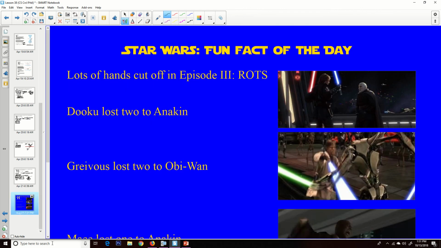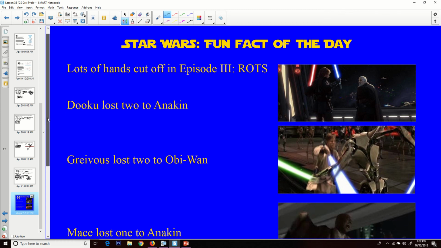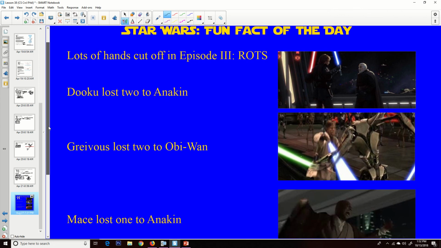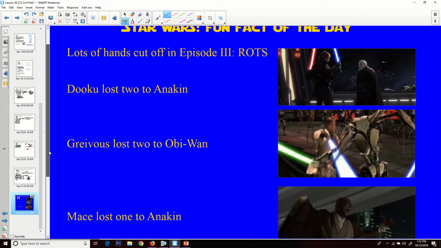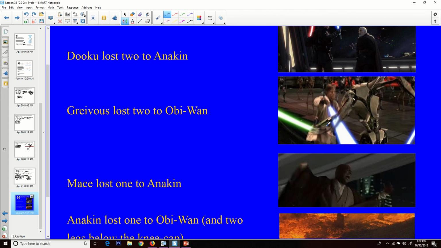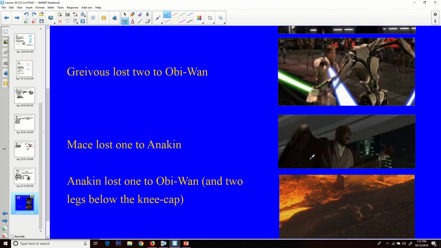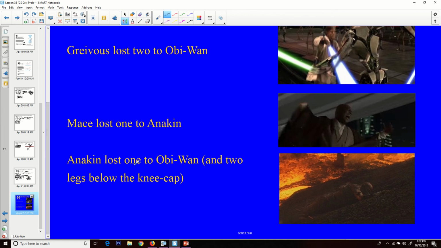All right, that's all I got for today. The Star Wars fun fact of the day: lots of hands were cut off in Episode 3, Revenge of the Sith. Count Dooku lost 2 hands to Anakin. General Grievous lost 2 hands, although they were robotic hands, to Obi-Wan. Mace Windu lost a hand to Anakin, and then Anakin lost 1 hand and 2 legs below the kneecap to Obi-Wan. That's all I got.